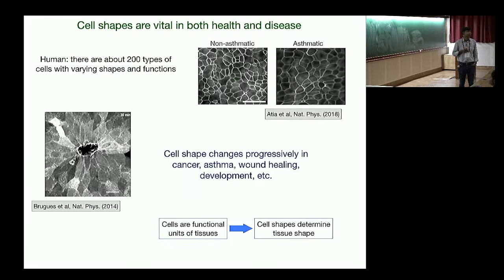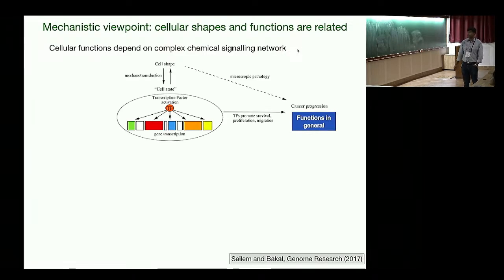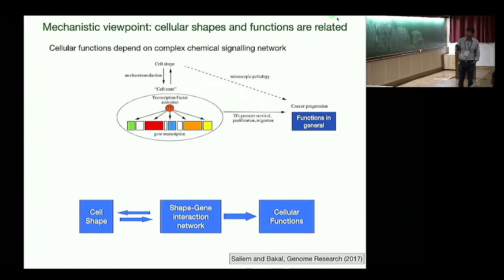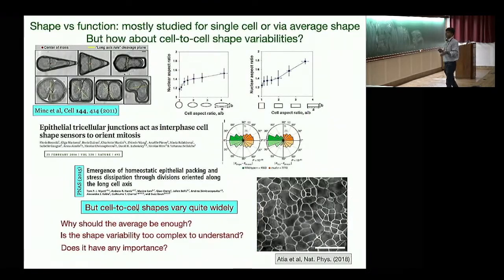Furthermore, cells are functional units of tissue, so they should determine the tissue shape. So cell shape has quite an important role in different kinds of processes. Now, cellular functions depend on complex chemical signaling networks. But here we are taking a mechanistic point of view where cell shape is related to the shape gene interaction network, which in turn determines the cellular function. The question is somewhat like in statistical physics: can we treat this shape gene interaction network as a black box and take cell shape as a representative for the cellular functions? So cell shape is the parameter that will control the cellular functions, and this is the point of view in this direction.